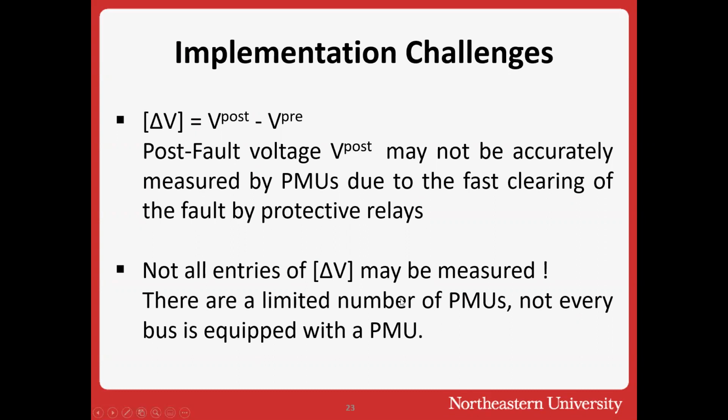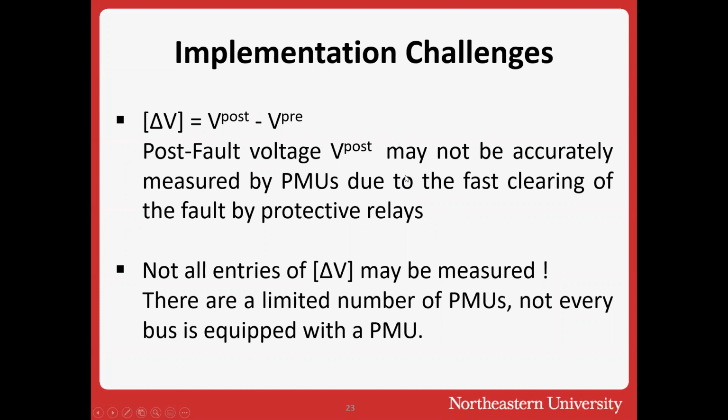The other one is that unfortunately, we don't have that many PMUs. Even though we are saying, let's measure all the delta V's so I can multiply it by the admittance matrix, unfortunately, I cannot measure all the delta V's because I don't have that many PMUs in the system. In fact, I have very few PMUs. I have maybe 10 or 15% of the buses covered with PMUs. So how do we address this challenge?